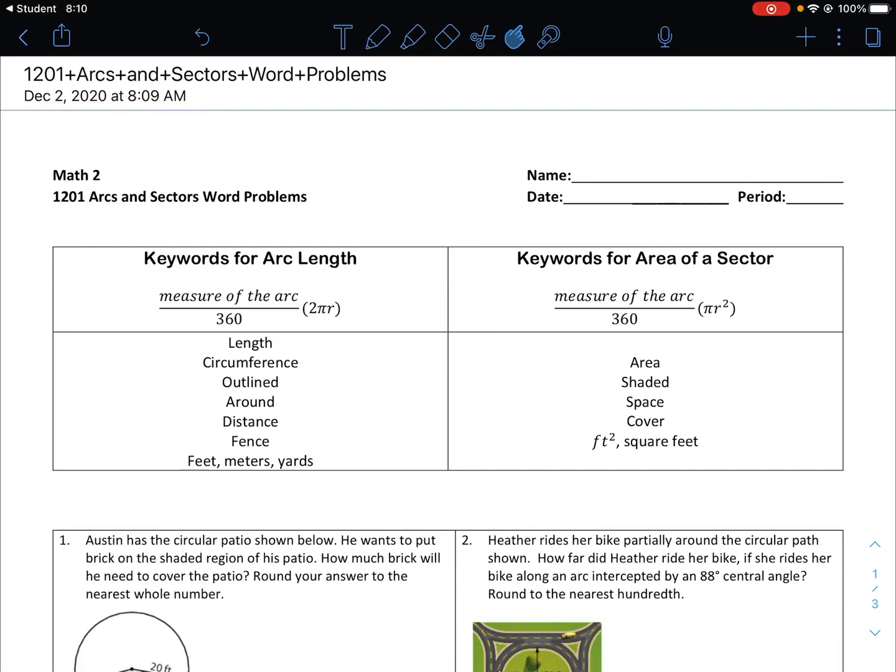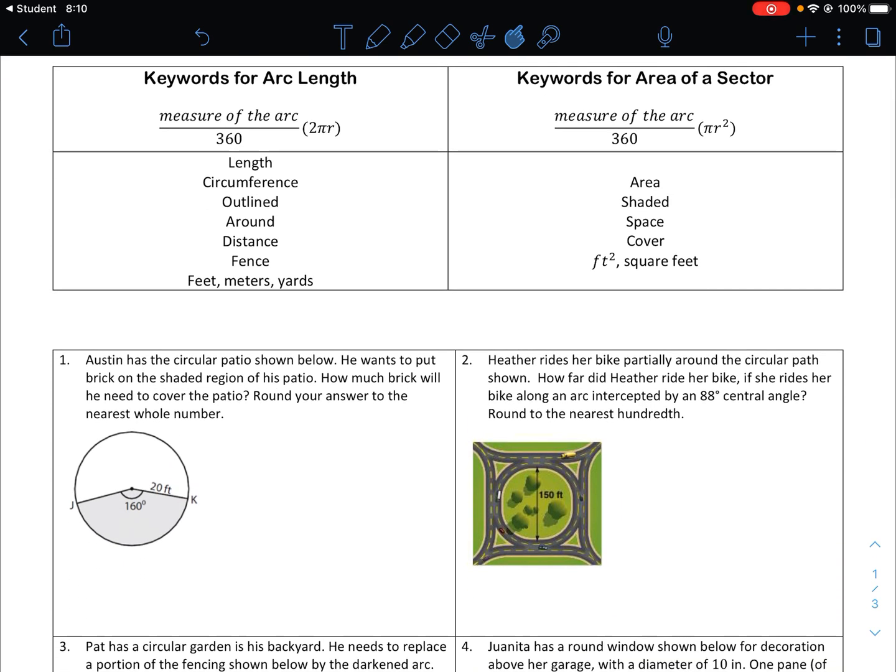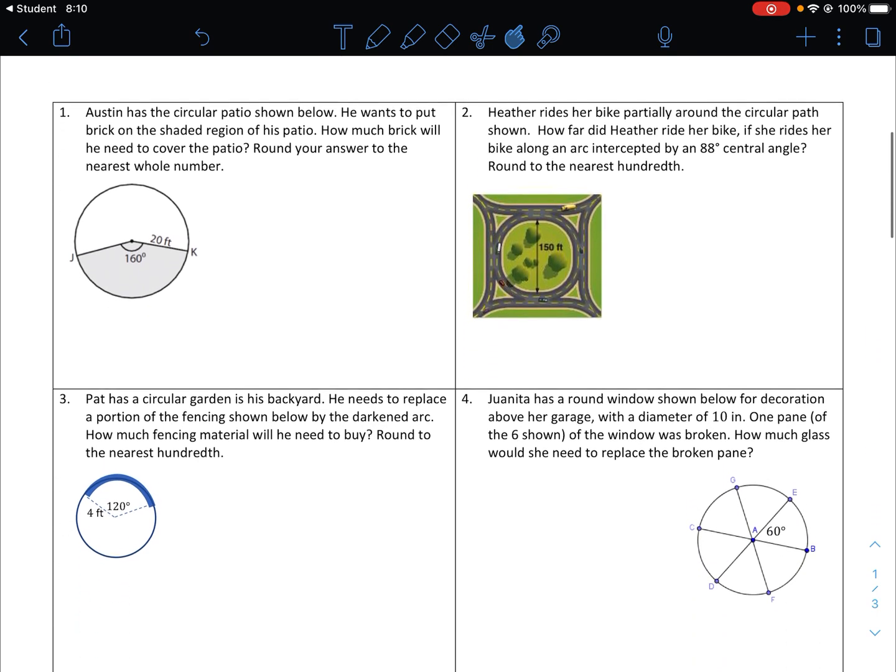Math 2, we're working on word problems involving arc length and area of sector. For today's assignment, you're going to read through word problems. The first thing you'll need to do is decide whether or not you're solving for the area of a sector or the length of an arc, and then use your formulas to calculate what is being asked. So let's talk about a few of these and I'll let you finish the rest.